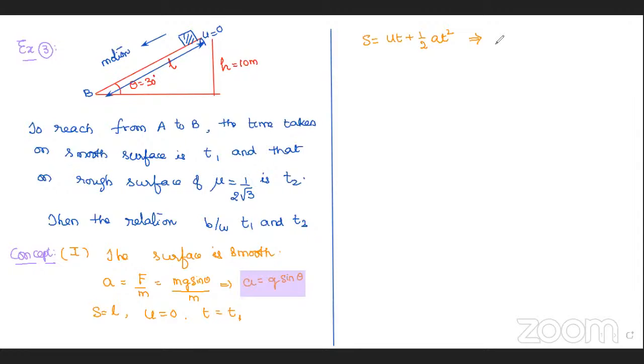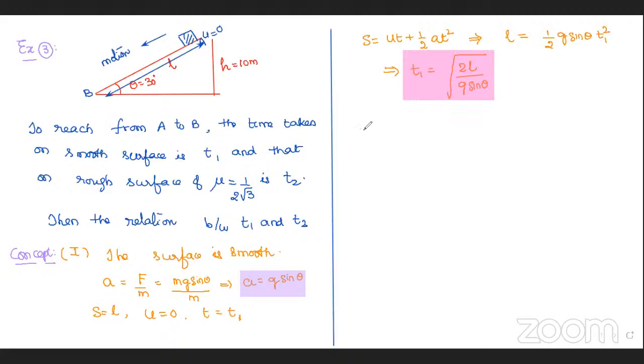Will you get such a formula? S equals L. L equals u t, which is 0, plus half a, where a is g sine theta, into t1 square. This is the first one. That implies t1 square equals 2L divided by g sine theta. So t1 equals root of 2L by g sine theta. First, I derived one formula here. This is a formula. Later, I come back to the question and substitute the numericals.